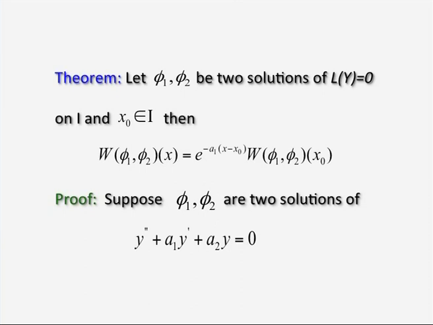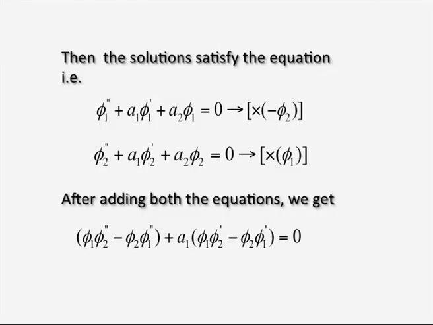Suppose phi 1, phi 2 are two solutions of the second order equation y double dash plus a1 y dash plus a2 y is equal to 0. If phi 1, phi 2 are two solutions of the second order equation, then they satisfy that equation. That is, phi 1 double dash plus a1 phi 1 dash plus a2 phi 1 is equal to 0, and phi 2 double dash plus a1 phi 2 dash plus a2 phi 2 is equal to 0.